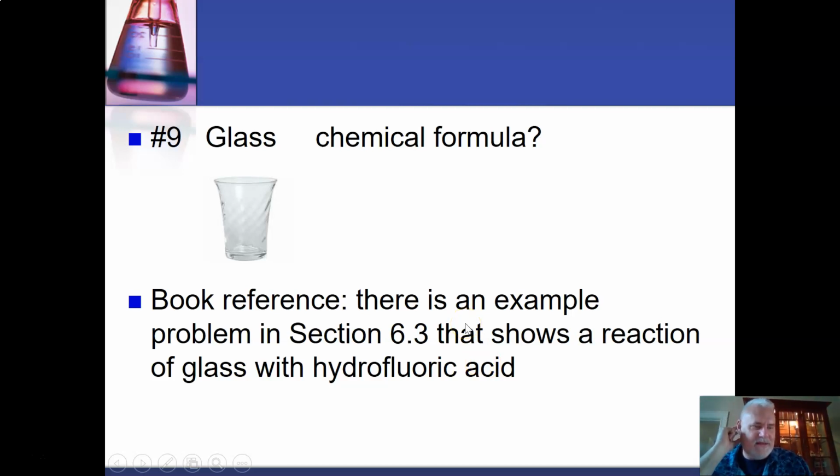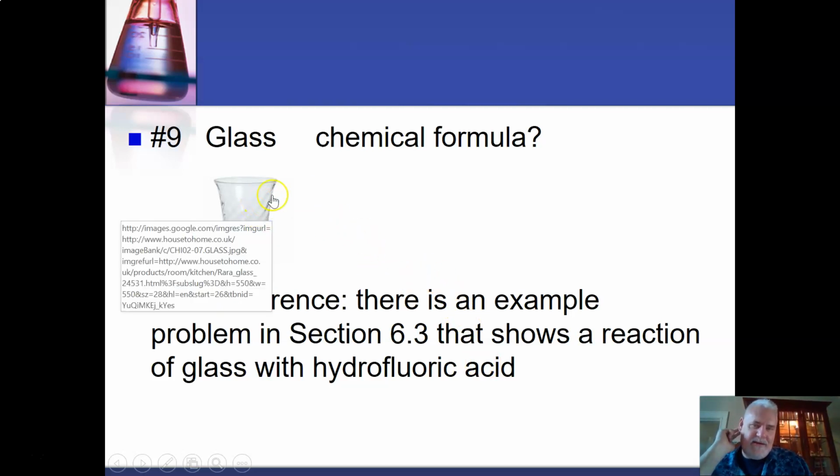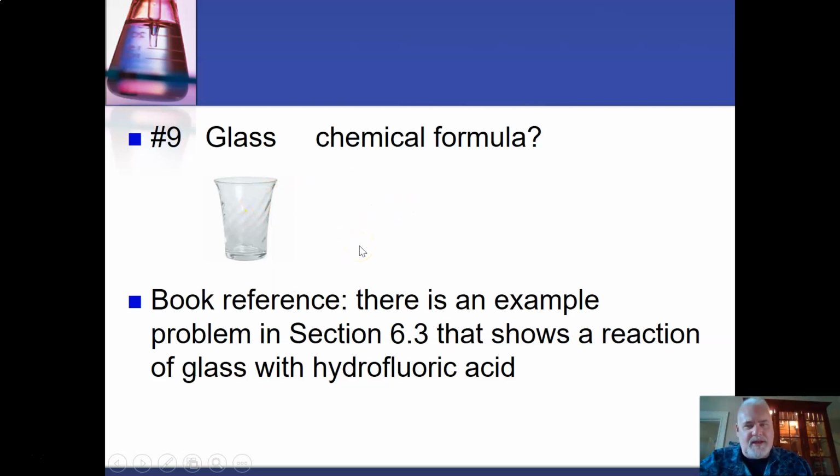Hydrofluoric acid is an acid that reacts so much that it would actually eat through glass. So find that. Get that book out, section 6.3, and see what that chemical reaction is. Write that down in your notes, and then you've got it right there. Oh, that's the formula that I'll need to answer that problem. Okay? All right, and we're going to do 10 through 16 on the second video.